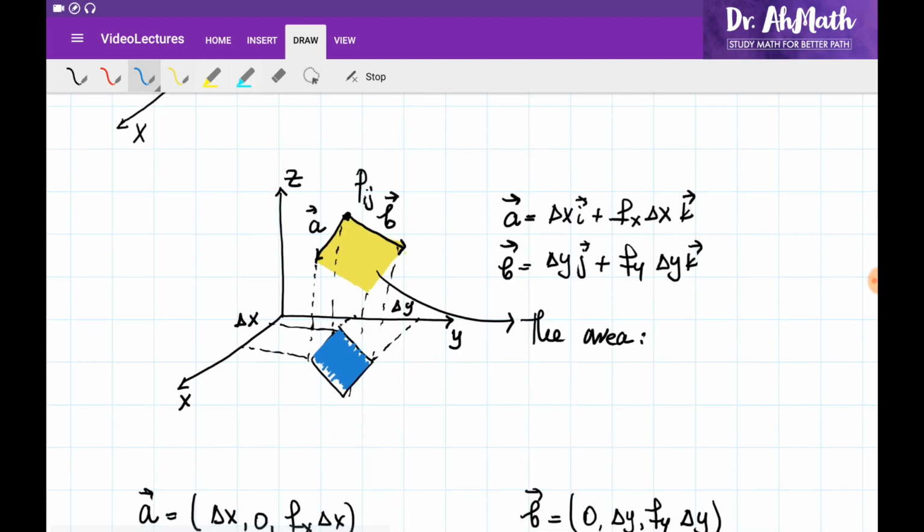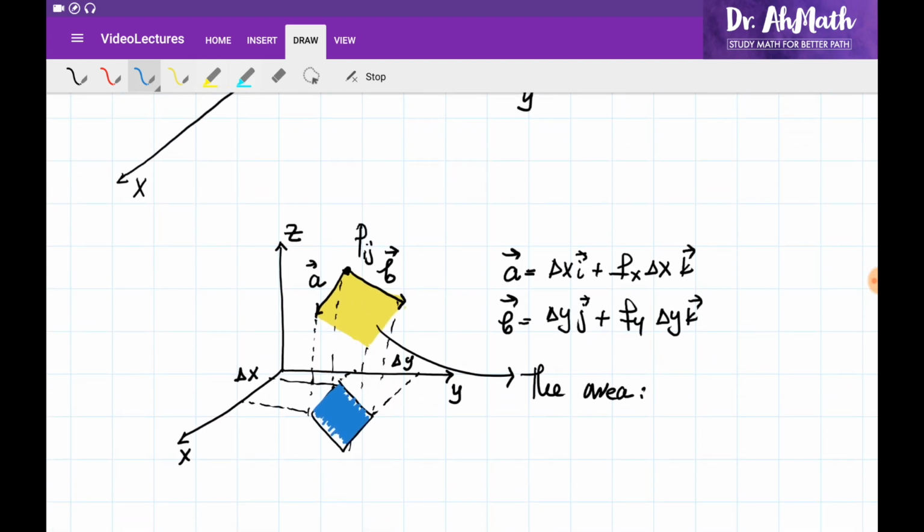So if we're given some sample point Pij, we would like to create a tangent plane and find its area. In order to do this, we need to create two vectors in the direction of the tangent line in the x direction and in the direction of the tangent line in this direction. So the vector A in the direction of the tangent line in this direction would have the following components, and the vector B in the direction of the tangent line in the y direction would have the following two components.